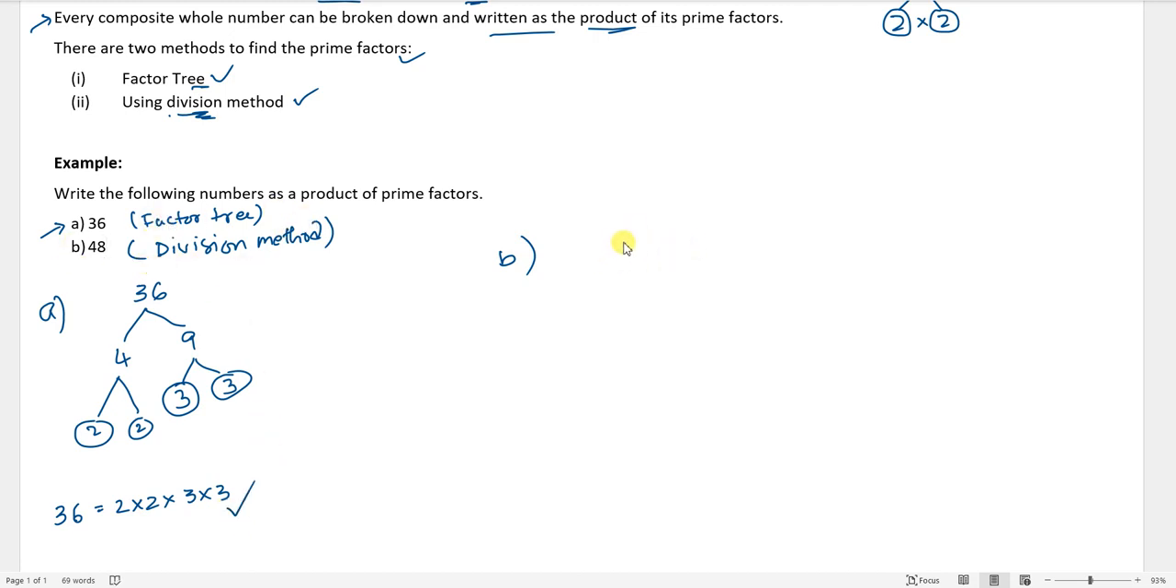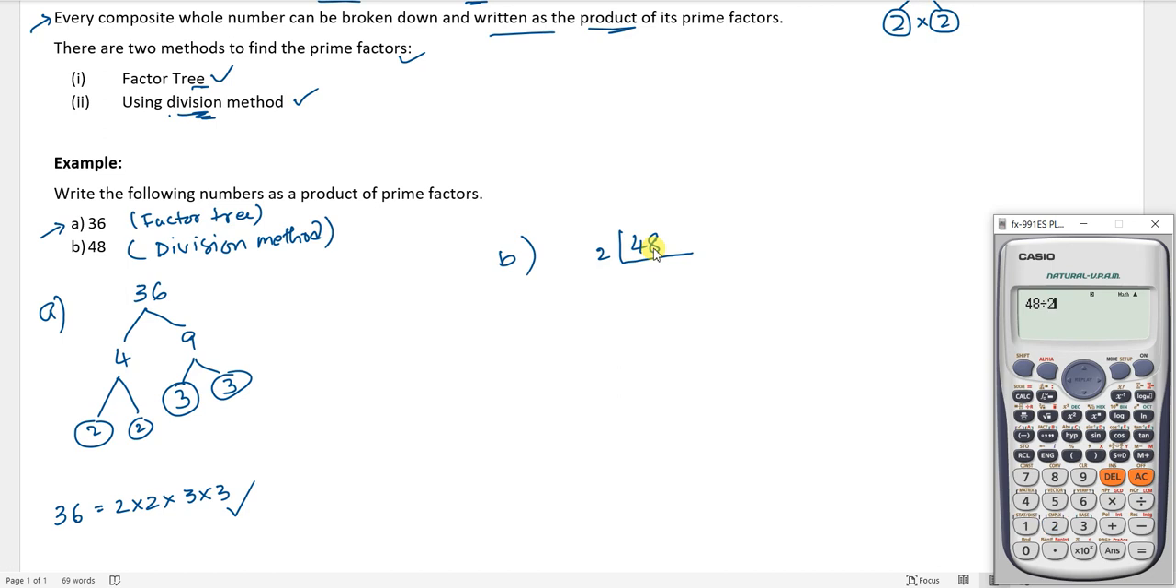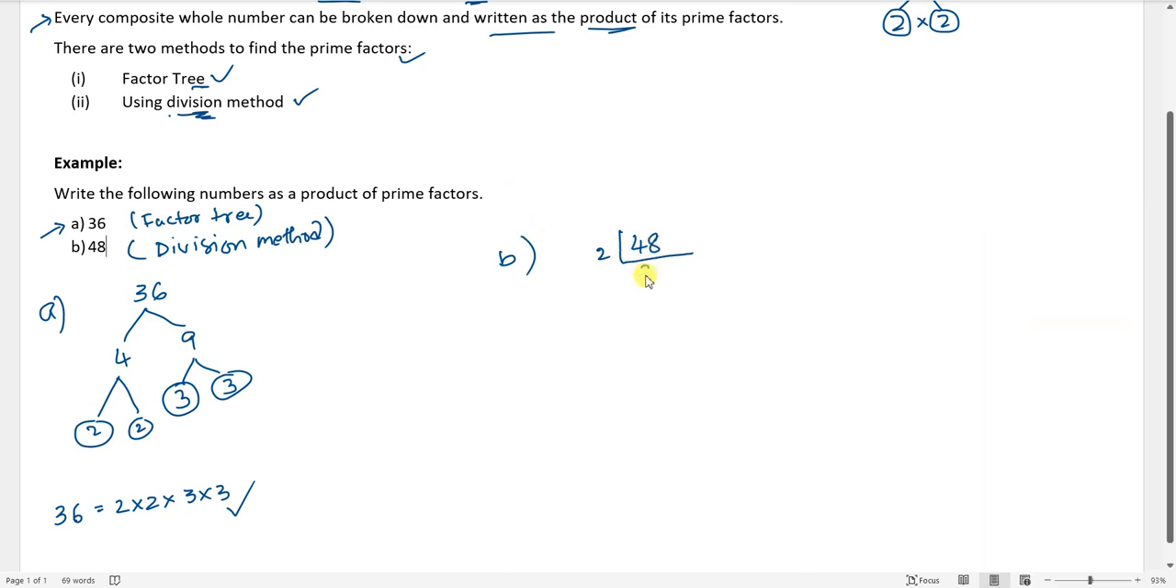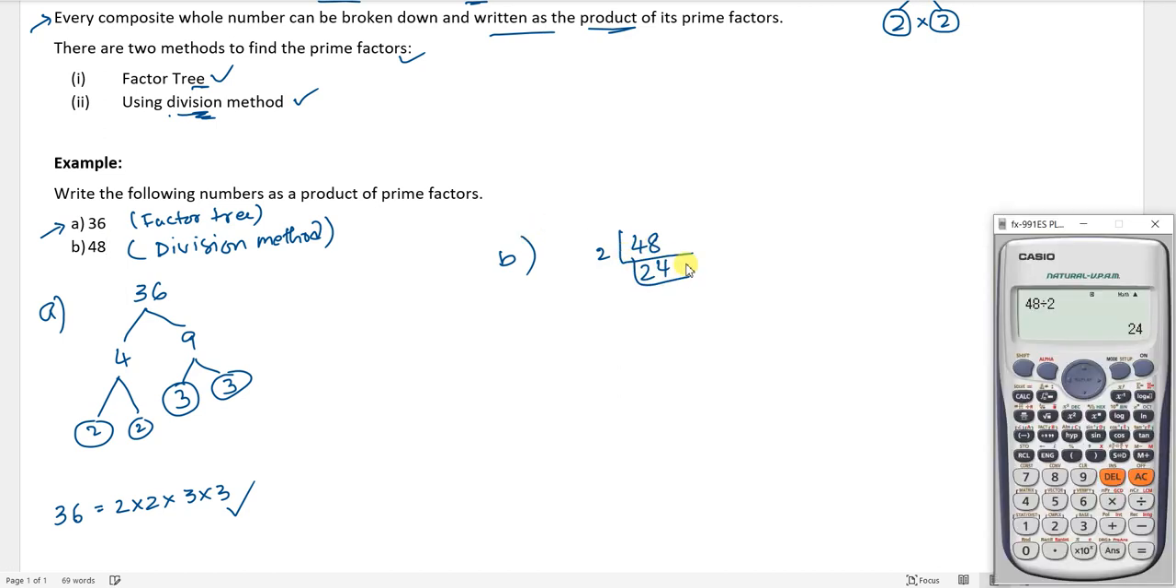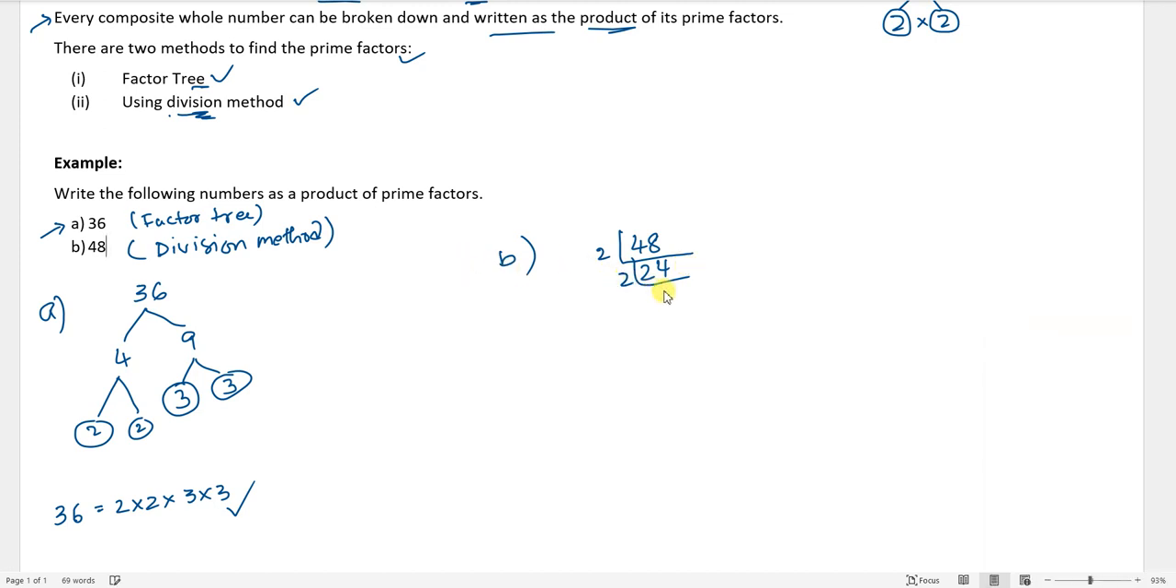Now coming to the division method, we have 48. Division method is also pretty easy, but you have to make sure that you use prime numbers to divide the given numbers. Okay, so let's say we divide this by 2. So 48 divided by 2, we have 24. 24 divided by 2, we have 12.